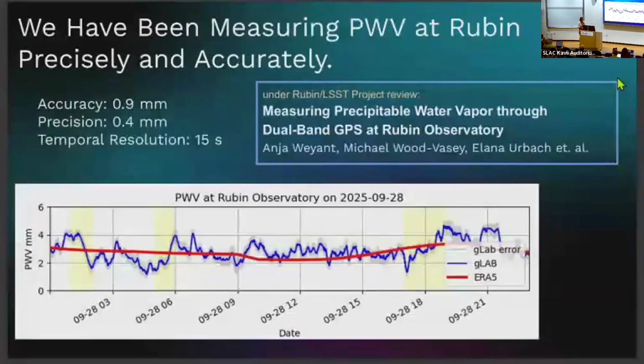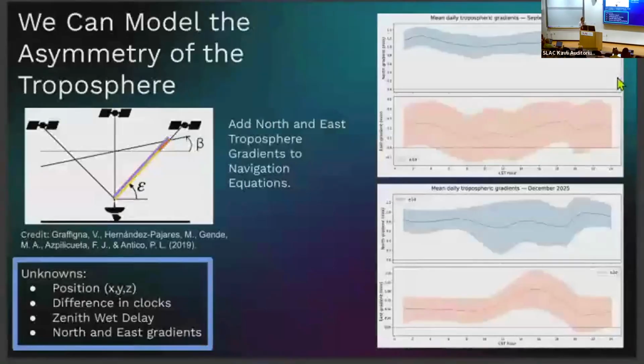So we've been measuring water vapor precisely and accurately. The details of why we think we're precise and accurate are in this paper that's currently under review. But we think our accuracy is 0.9 millimeters, our precision is 0.4 millimeters, and our temporal resolution is 15 seconds. But I actually think we can do better than measuring just water vapor in the zenith direction.